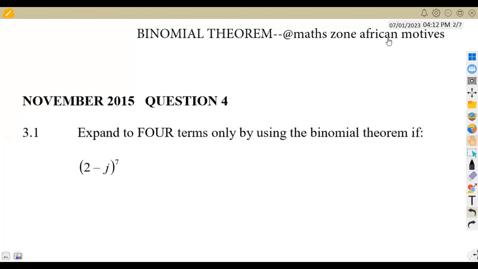So I'm going to introduce you to this part so that you can attempt questions like these ones, where you're being asked to expand to 4 terms only by using the binomial theorem if you're given this part.